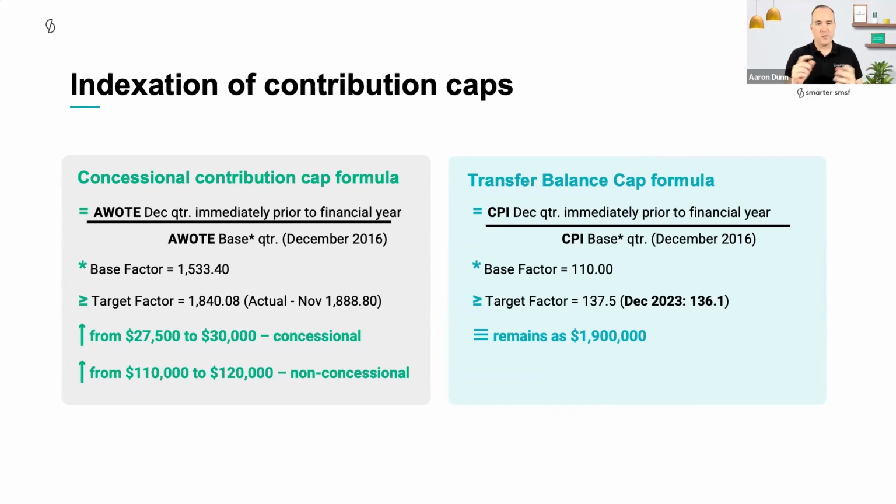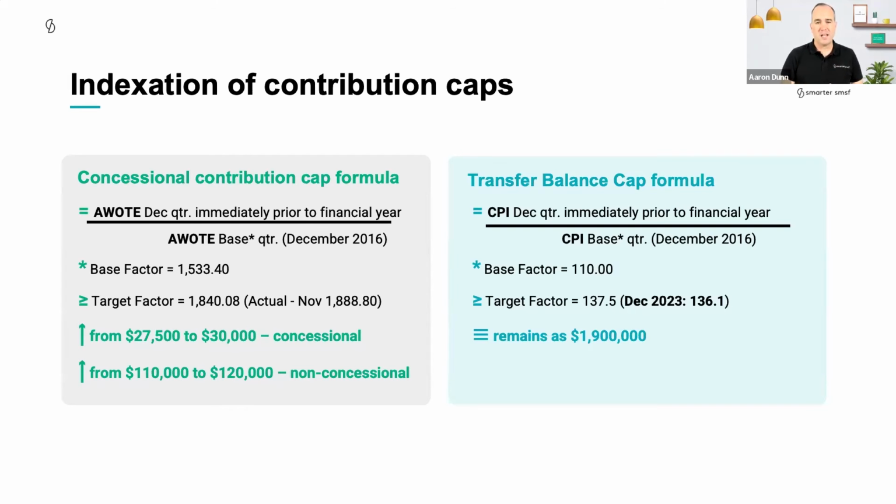Now, the only asterisk in there would be whether the government wanted to put a freeze or something on that in the budget. We haven't heard anything to that effect. So we move on the basis that that is naturally going to increase. What we also know is that our non-concessional cap is linked to 4 times the concessional contribution cap. So therefore, our non-concessional contribution limit grows from $110,000 now to $120,000.